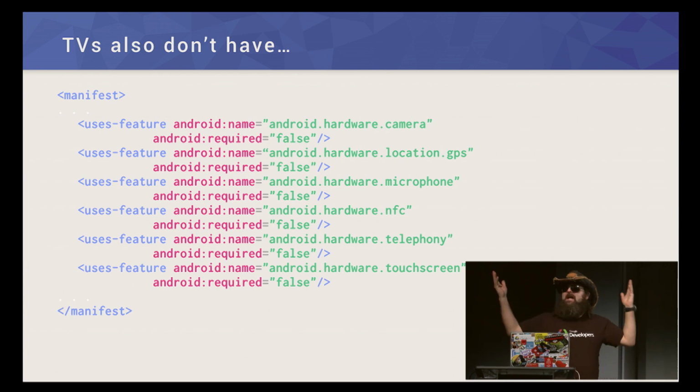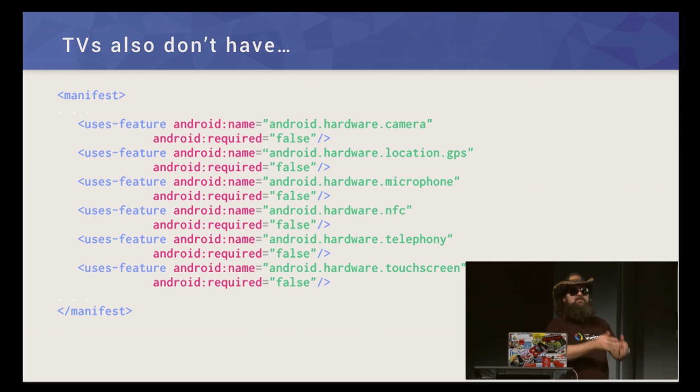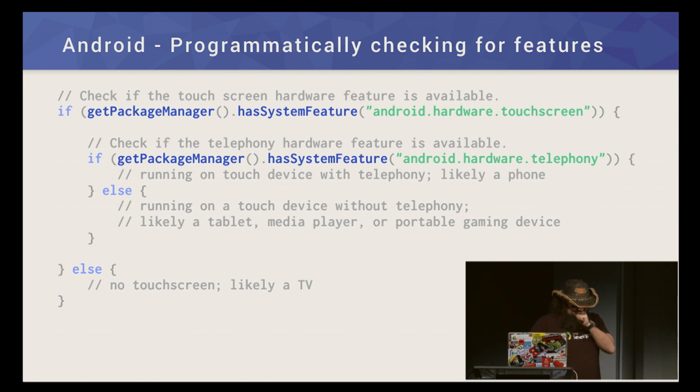NFC, I don't know. Again, why would you walk up to your TV with something and touch it? Maybe it'll make sense. Maybe there's a use case there I haven't thought of. But again, you're going to want to set required equal false for NFC and obviously telephony. Yeah, my TV doesn't do phone calls. And I'm glad for that. And then touchscreen, obviously, I talked about already. Now, pardon me.